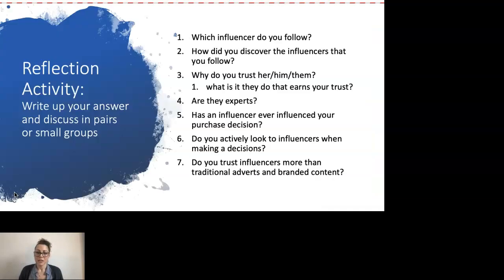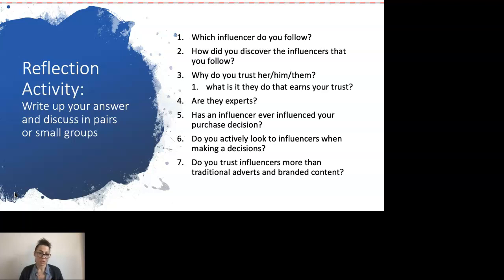So I have a little activity for you now. I'd suggest you either work in your whole group or perhaps break down into small pairs or a 3 if that's the size of your group. I would like you to make a couple of notes and then have a nice chat, a discussion, and just talk about which influencers you currently follow. And discuss with each other, how did you actually discover those influencers?